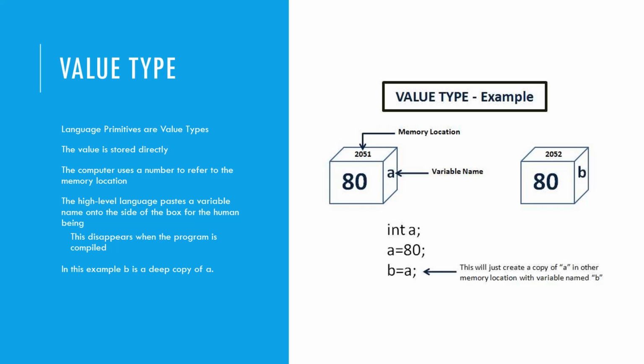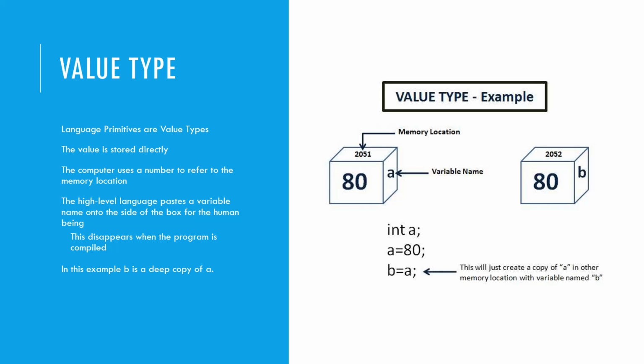So let's look at the example on the right, where we have memory location 2051, variable name also pasted on, right? So the human being referred to that memory location as A, whereas the compiled software refers to it as memory location 2051. In either view of it, the value, the int value, is stored inherently in that box.